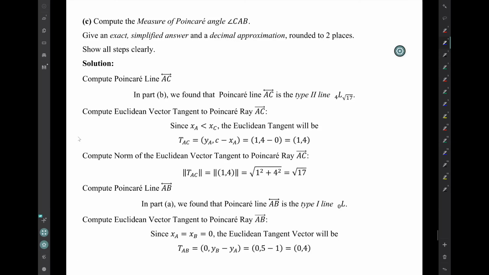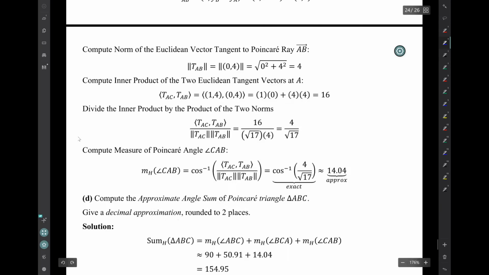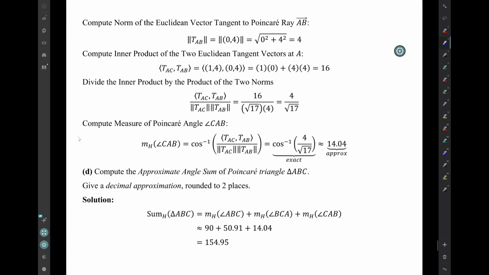Question C is to compute the measure of Poincaré angle CAB. Well, I won't go through these steps. You can go through them in detail, but it's the same thing that we did in parts A and B, and nothing surprising happens. The result is the measure of Poincaré angle CAB is this expression written exactly. That's approximately 14.04. So again, when you do these calculations, don't type them into a calculator. Leave them as exact expressions, because you're going to need to have an exact expression at the end.